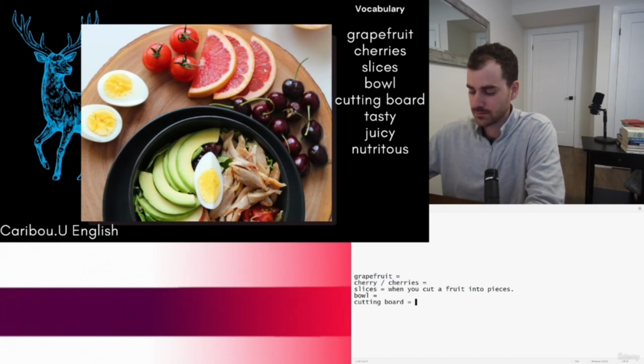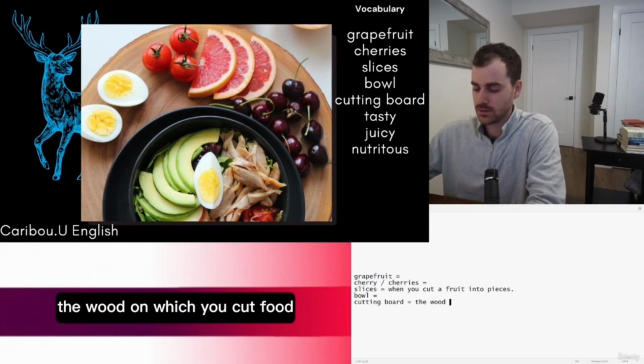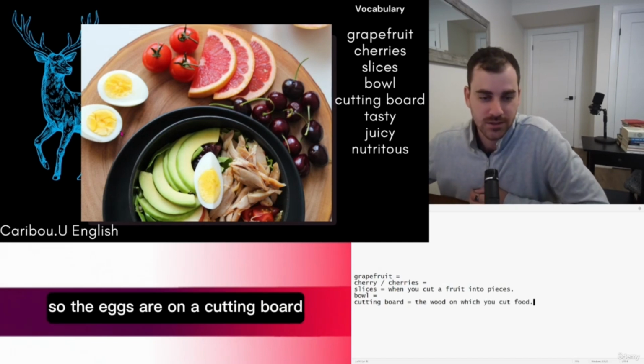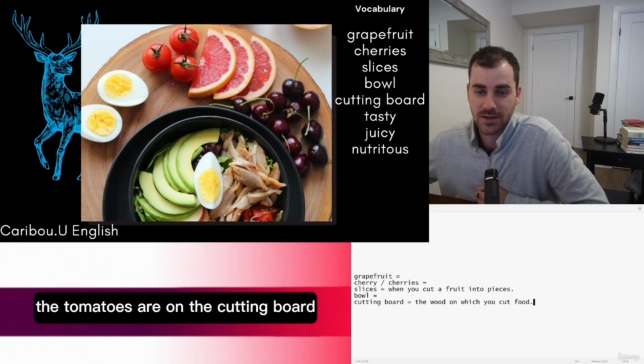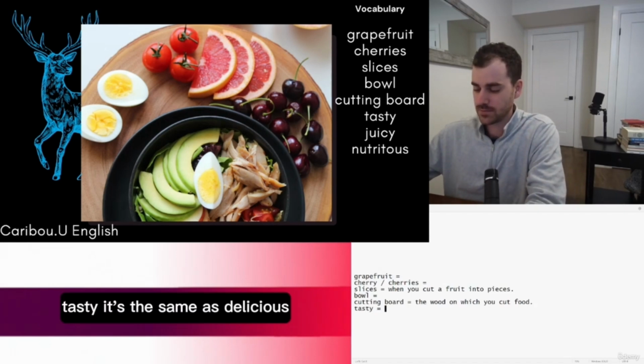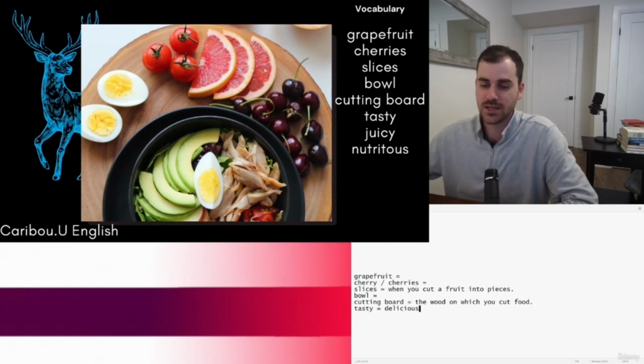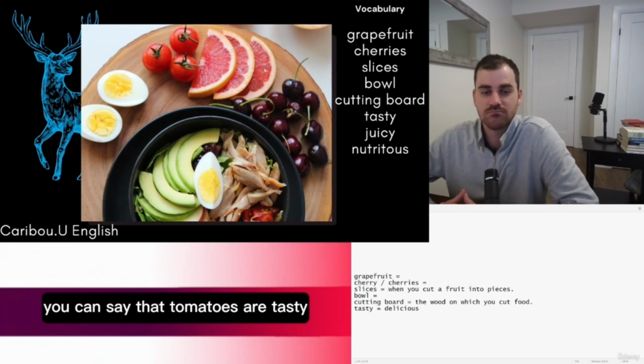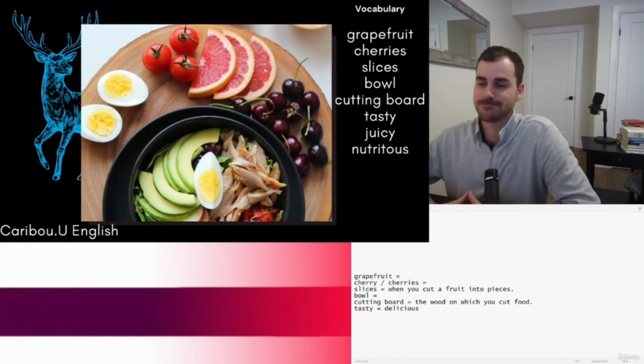Cutting board. The wood on which you cut food. So the eggs are on a cutting board. The tomatoes are on the cutting board. Tasty. It's the same as delicious. You can say that tomatoes are tasty.